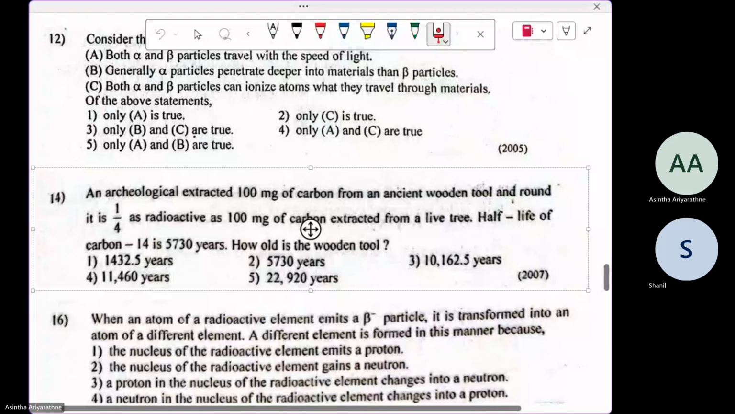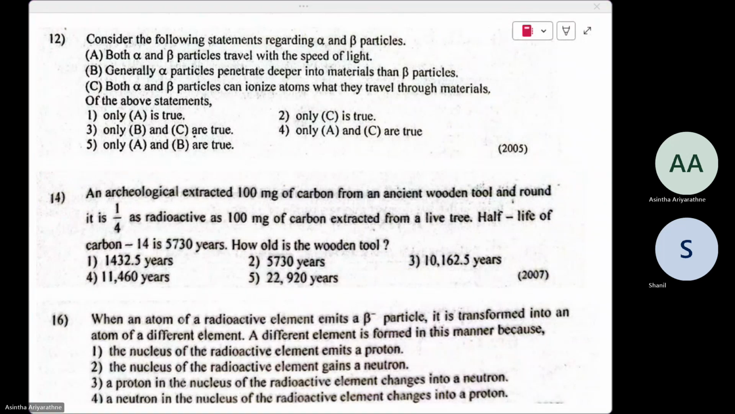Try the 14th one. In the 14th question, an archaeologist extracted 100 milligrams of carbon from an ancient wooden tool and found it is 1/4 as radioactive as 100 milligrams of carbon extracted from a living tree. The half-life of carbon is 5,730 years. How old is the wooden tool?